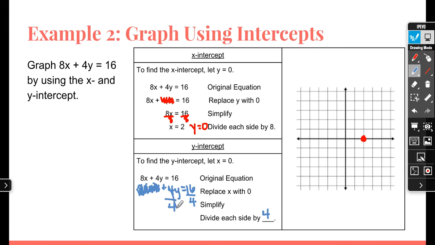And then I can look at what I have left. So y equals 4 here. So remember, I already have an x value because I let x equal 0. So this coordinate is (0, 4). So that's on my y-axis. My y-intercept is at 4. So once I have those 2 points, I can graph my line through the 2 points.